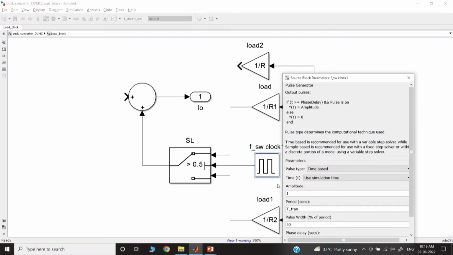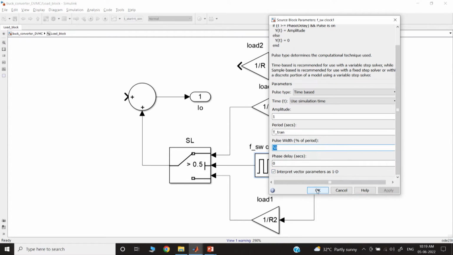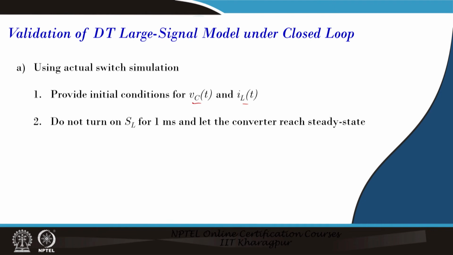If you go to the clock, I will discuss in detail, there is a clock which will take either 1 or 0, and it has a fixed frequency with time period T tran, and I will discuss what T tran is. It has a 50% duty ratio and there is no phase delay here. That means for the first 50% of T tran it will run R1 resistance, and for the other 50% it will connect R2 resistance. So we have a resistance and we are making a load transient. We want to show the validation for both the steady state as well as the transient case, because we are talking about a large signal model.